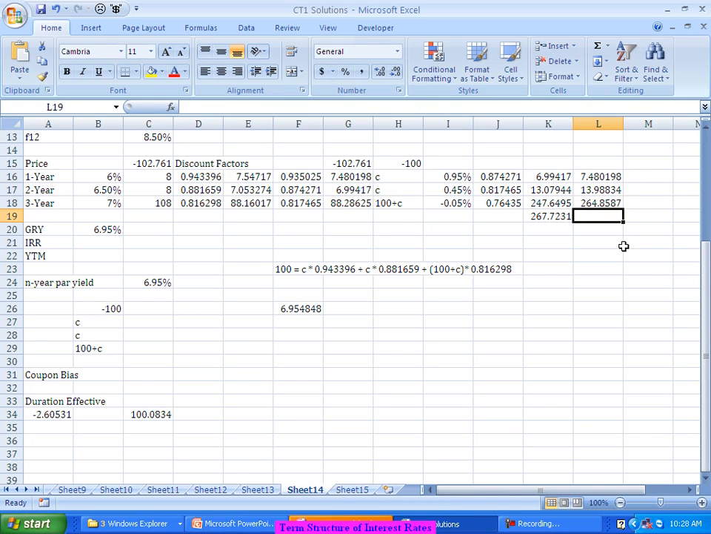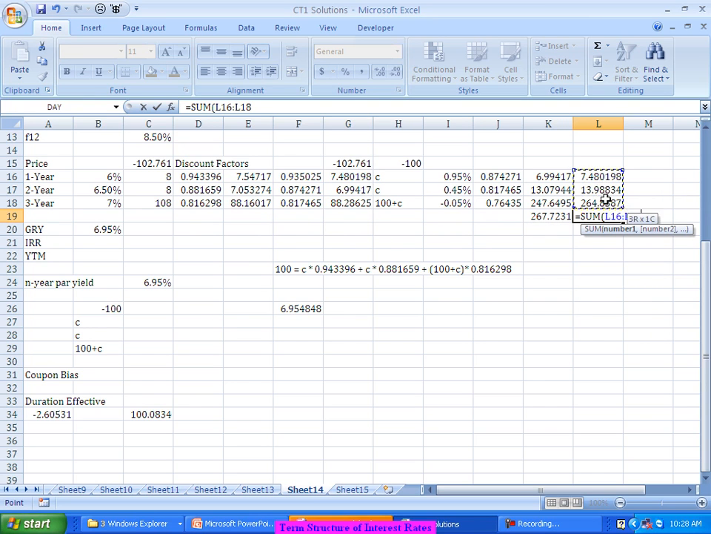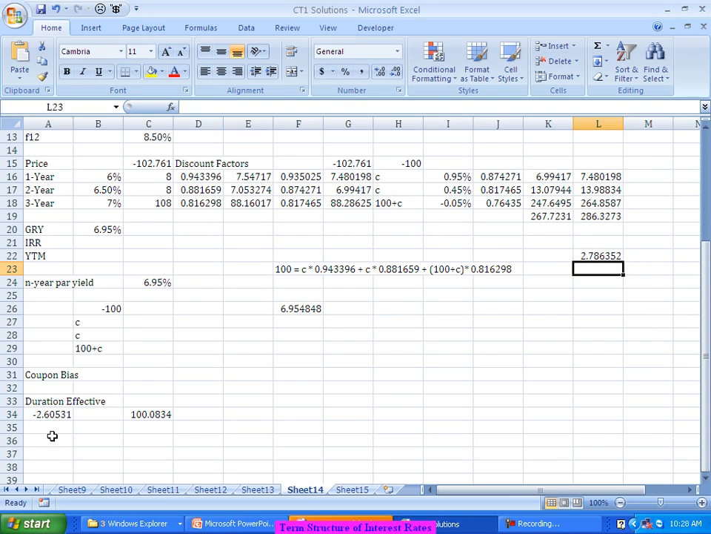You sum up all these things, which ends up with 286. And then you divide by the summation of all these three present values, which is nothing but the price. So the Macaulay duration in this case is nothing but 2.7863. How do I link these two things?